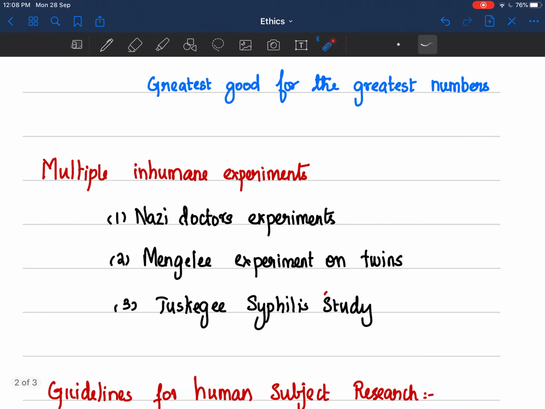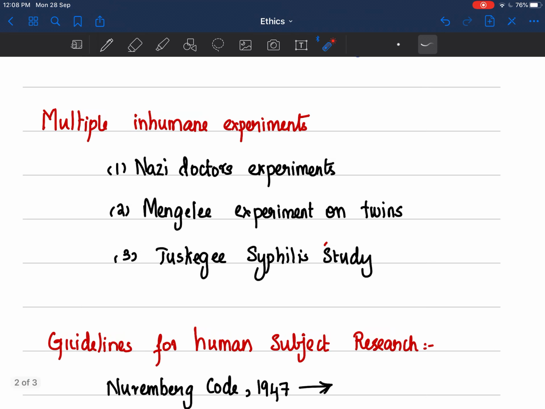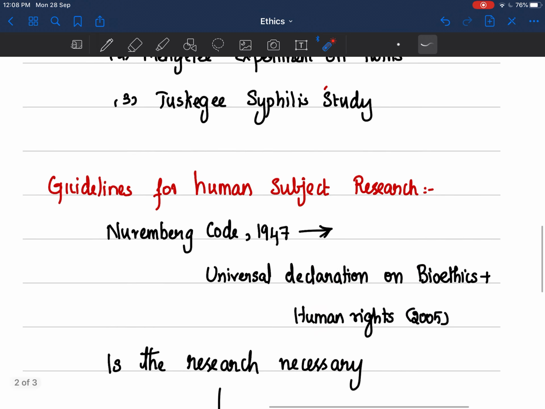So why are we talking about this basically? That's because in the past there have been multiple inhumane experiments. I think we all remember Mengele's experiments on twins, where one of the twins served as the control and the other as the case, and too many cruel investigations were done on the children, and that is not acceptable. So hence in 1947 something called the Nuremberg Code was started.